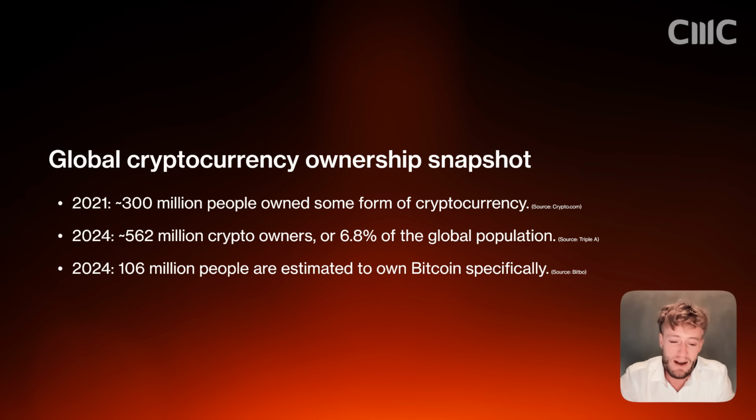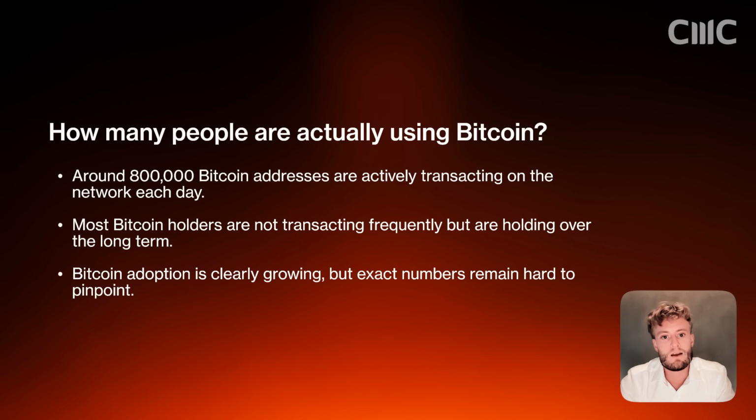So if we say that around 100 million people in the world have some Bitcoin, how many people are actually using the Bitcoin network? According to on-chain data from Bitcoin Magazine, if we look at active addresses, which refers to wallets that are actually making transactions on the Bitcoin network, there are around 800,000 active addresses at the time of this recording.